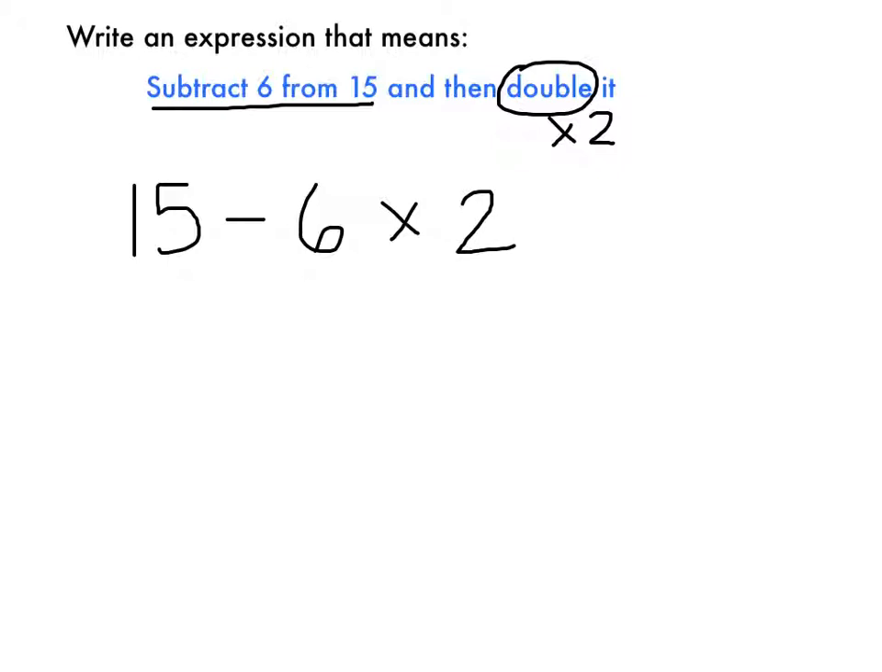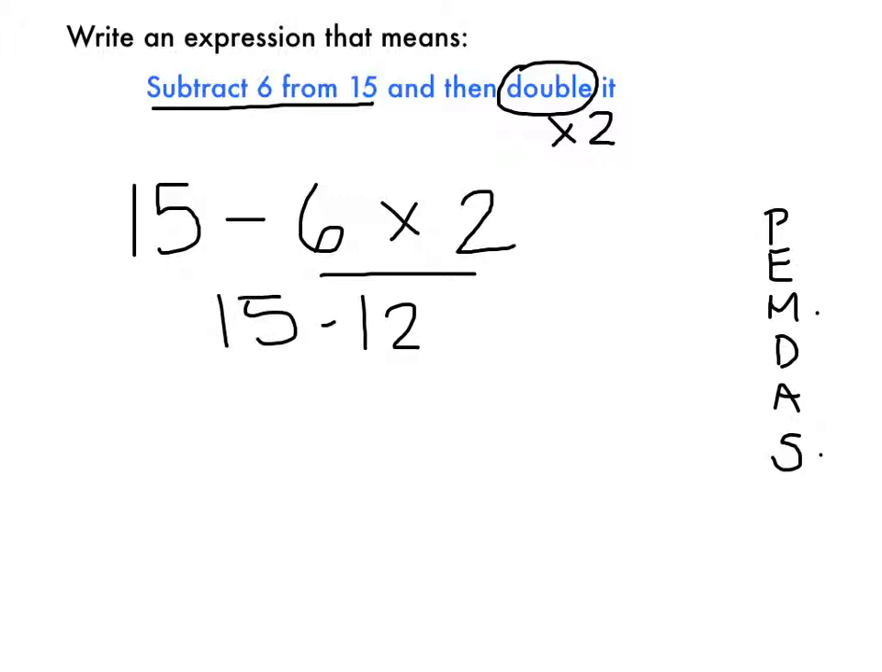Now remember, in PEMDAS, or the order of operations, I actually would solve multiplication before subtraction. And I think that would be a problem in this situation, because then I would be doing 15 minus 12. And that's not actually what it says up here. It says subtract 6 from 15 and then double it. So it doesn't want me to do the multiplication first. So I am going to go back and fix that.